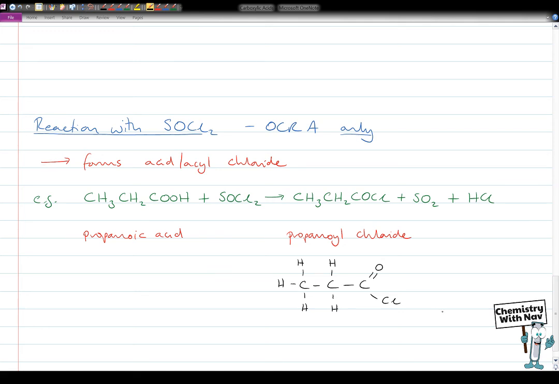Remember, there's also going to be quite a lot of other reactions of carboxylic acids. Check with your own exam board specification as to what else you need to know.